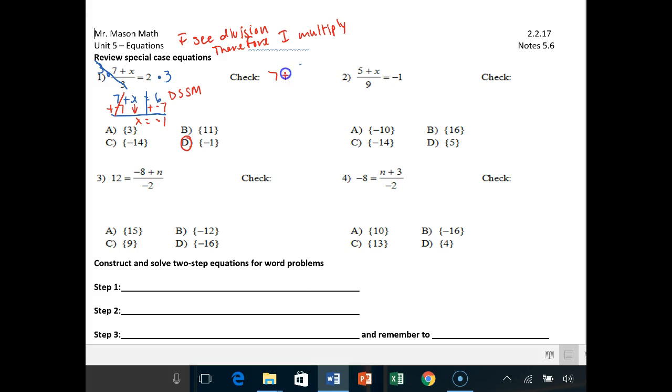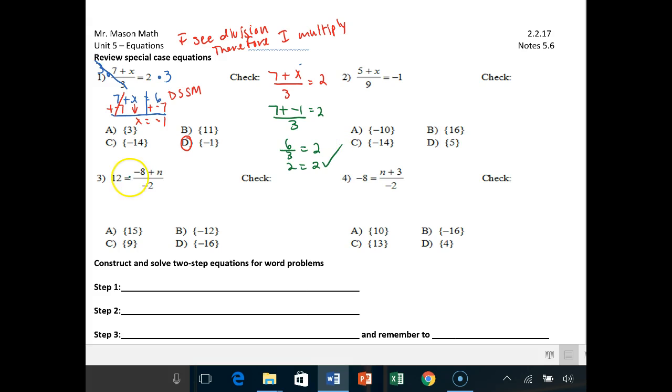To check this, we write out the problem exactly as it was, and then we plug in. So 7 plus, instead of x, I'm going to put my answer, which was -1, over 3 is equal to 2. And 7 plus -1 is 6, over 3 is equal to 2. I'm asking myself, is 6 divided by 3 indeed 2? Well, 6 divided by 3 is 2, and that does equal 2. I know I have my right answer.